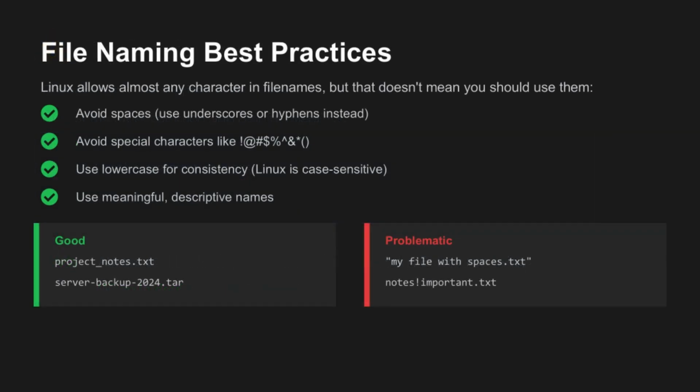And think about file naming best practices, because Linux allows almost any character in file names. But that doesn't mean you should use any character in file names. You should avoid using spaces. You need to use underscores or hyphens. It'll just prevent other things from breaking or you having issues later where you're having to put in the quotes or the backslash and so on. And avoid putting special characters into your file names as well. Use lowercase for consistency. Linux is case sensitive. And always use meaningful descriptive names.